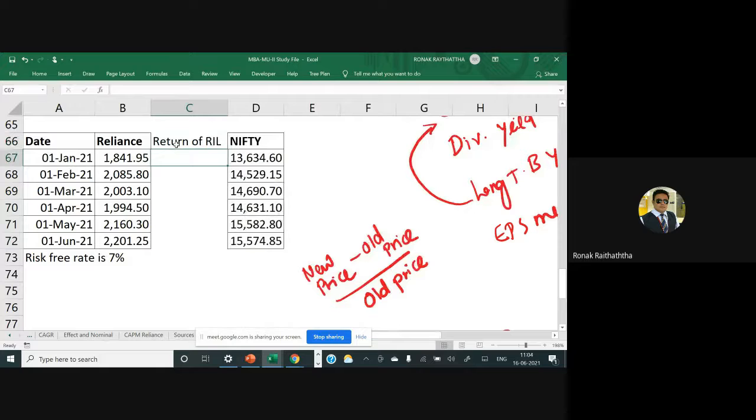So, sir, for January 2021 we do not have the older price, right? So we'll start from the second month. Equal to new is 2085 minus old is 1841, closing the bracket, divided by the old one, which was 1841.